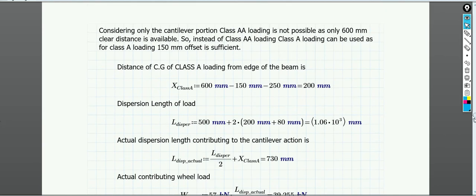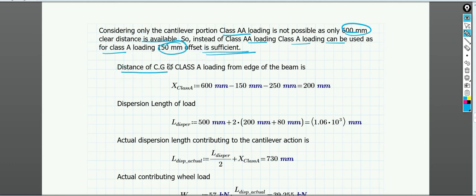Now here you can see that considering only the cantilever portion, class AA loading is not possible, as only 600 mm of clear distance is available, right? So instead of class AA, class A loading can be used. For class A loading, 150 mm of offset is sufficient.